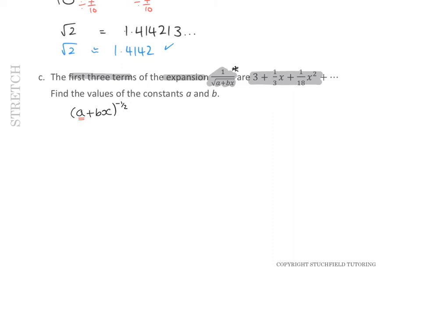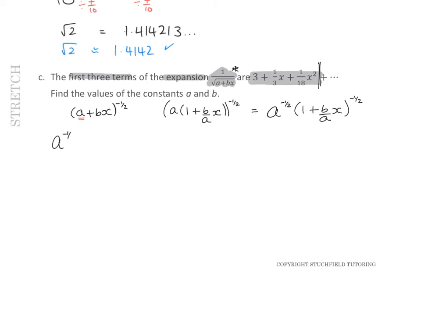So what I need to do is factorise out a. So that's going to become 1. But this is actually going to become b over a x. And that's all to the minus half. So we have a to the minus half, 1 plus b over a x, to the minus half. So that's what we're expanding. And we're going to expand and look up to the x squared term to compare our coefficients.